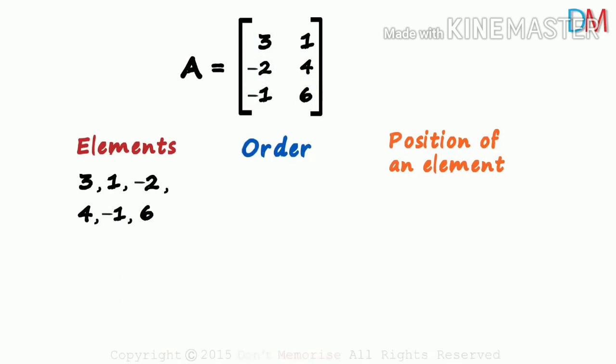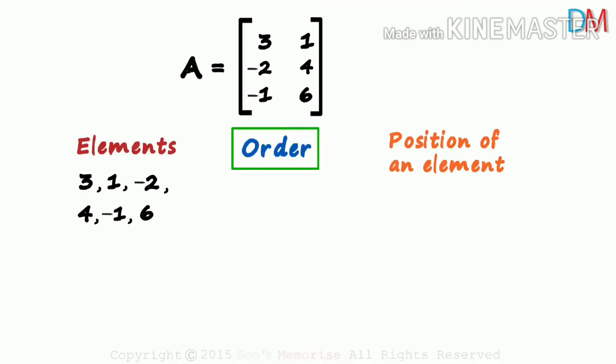That's all. 6 elements in this matrix. And the elements of a matrix don't have to be numbers. They could also be letters or random characters. So the elements arranged in rows and columns make up a matrix.